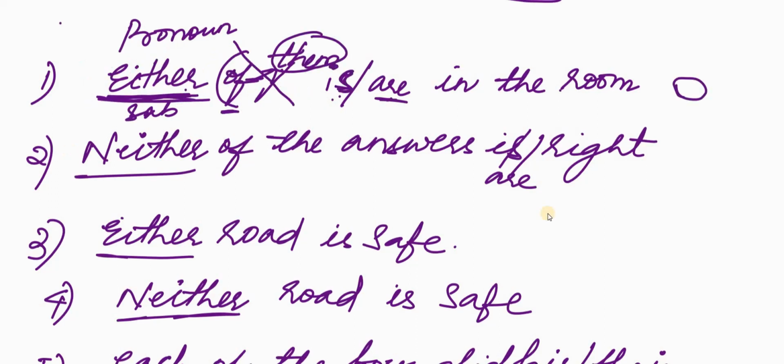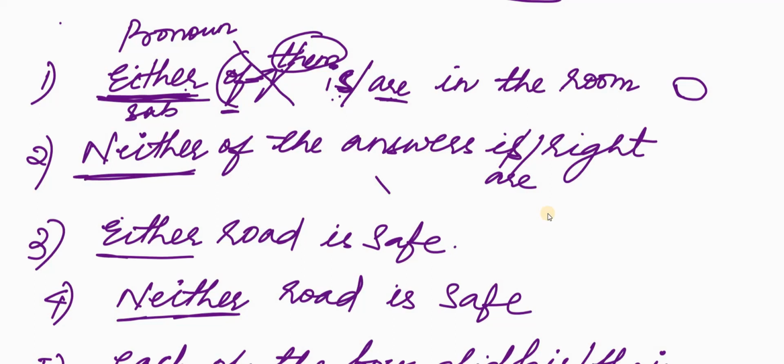In the second sentence, neither of the answers is or are right. Neither is the opposite of either. Neither means not either or none of the two options. Let us assume that there are two answers, answer A and answer B. Answer A is not correct, answer B is also not correct. Hence, neither of the answers is correct.